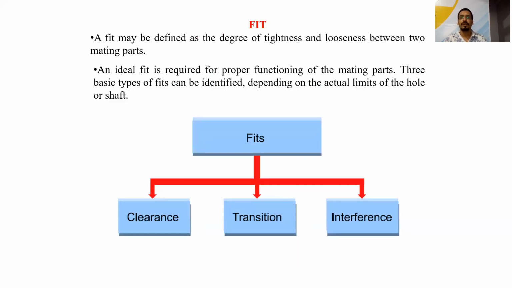Next topic is fit. What is fit? Fit is the word that exists for the mating parts. Fit may be defined as the degree of looseness or tightness between the two mating parts. It indicates whether the two mating parts are tight or loose, according to the application. An ideal fit is required for the proper functioning of mating parts. For example, cylinder and piston. The work of the piston is to do the reciprocating motion in the cylinder.